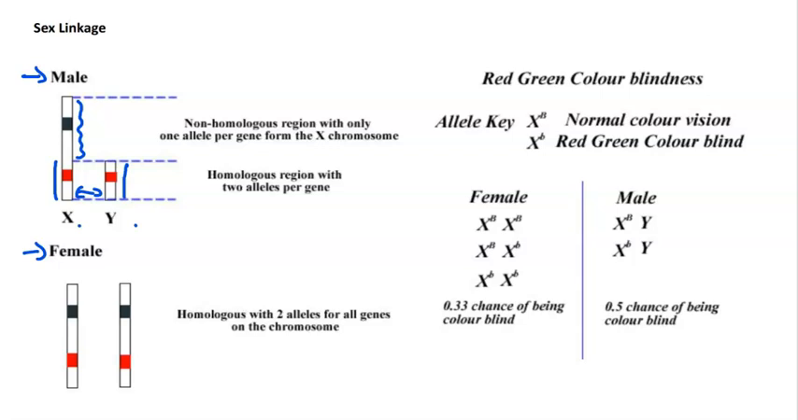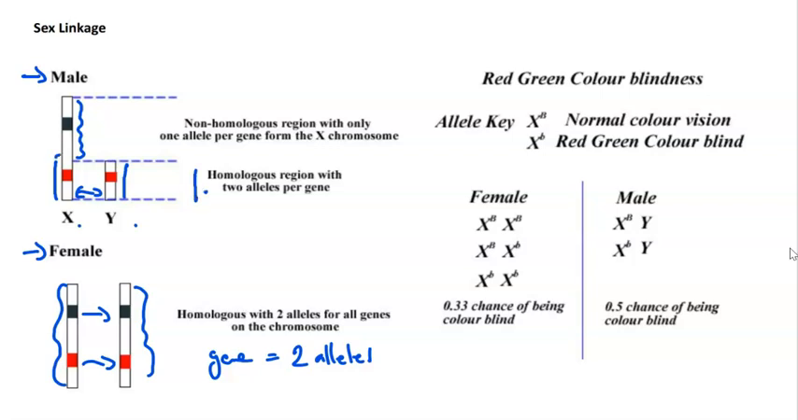If we then compare that to the female condition, with our two homologous X chromosomes, every gene has a homologous partner, and therefore for every gene in females there are two alleles. If we apply this to a particular case, and our interest is not in the homologous region but actually in the non-homologous region, we find unusual ratios of conditions, of traits, of phenotypes in males and females.